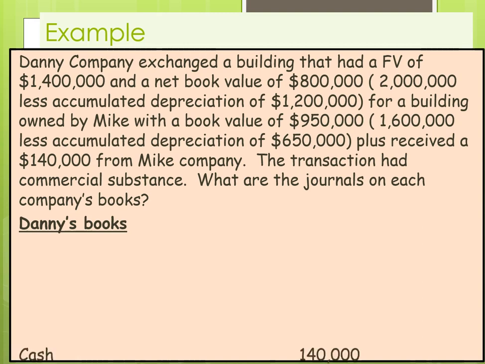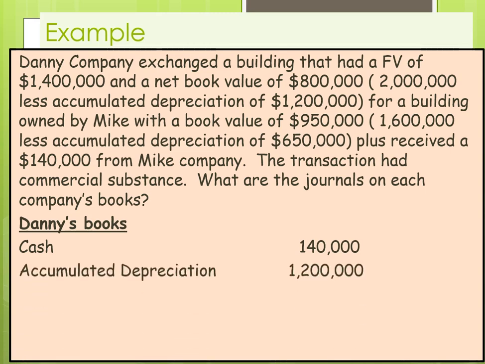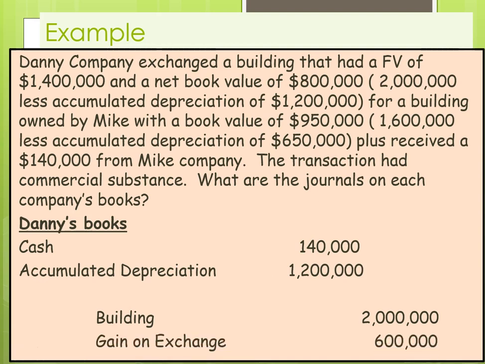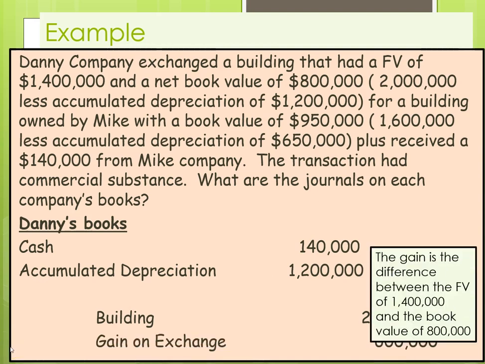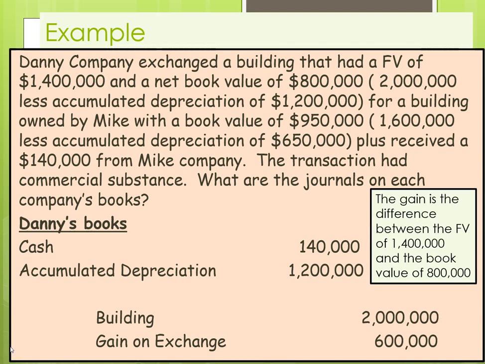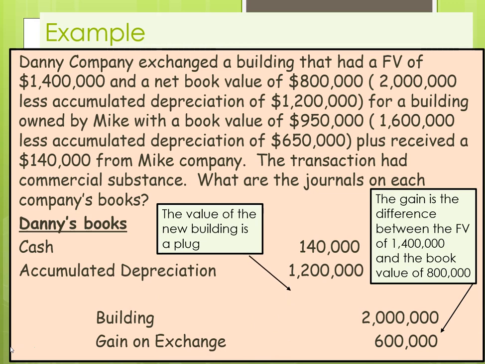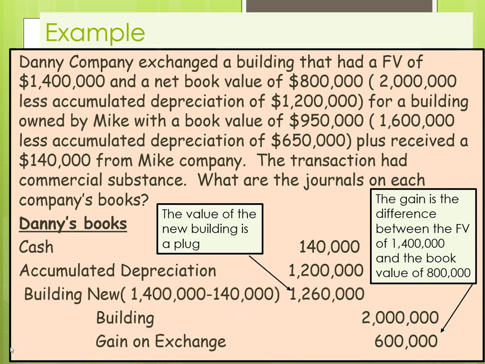Now, on Danny's books, he got $140,000 in cash. He had to take the accumulated depreciation off the books. He had to take the old building off the books. So you always want to remember to do that. The next thing is the gain. And how do we get the gain? The gain is always the difference between the fair market value and the book value of the old equipment, which is $600,000. And then the last is the plug. So just remember that. If you do it like that, you always get it right.